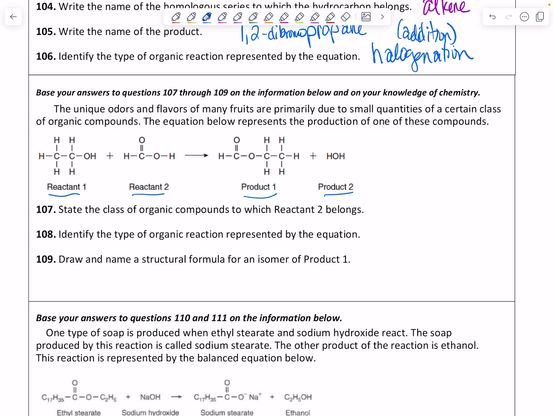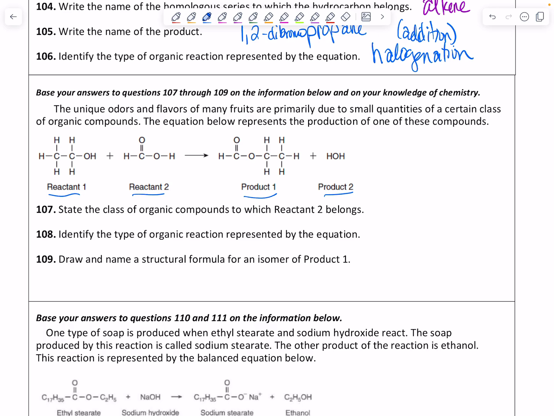So it's either organic acid or carboxylic acid. And again, I can tell that because I have the double bonded O and then the OH functional group there. 108, identify the type of organic reaction represented by the equation. So again, if you have an alcohol and you react with a carboxylic acid or organic acid, you produce an ester and water. And so when you produce that ester, it is esterification.